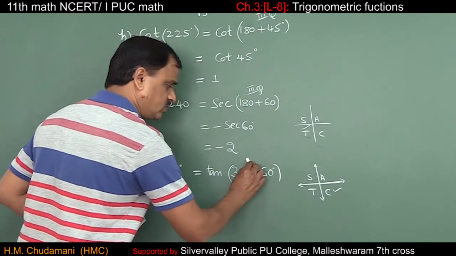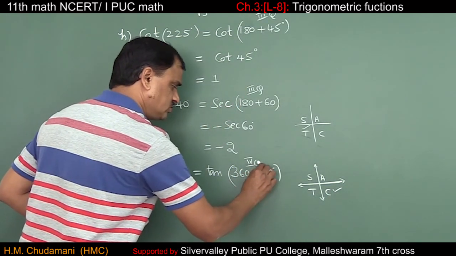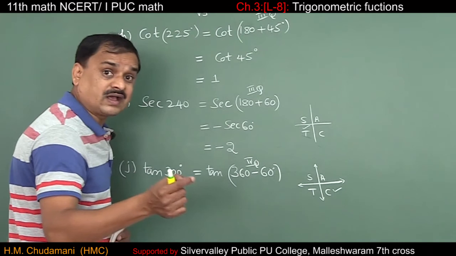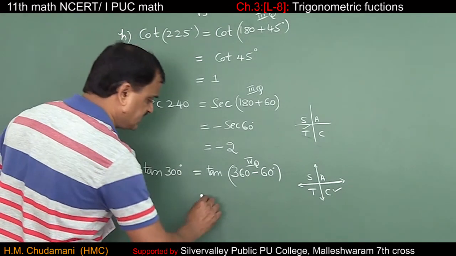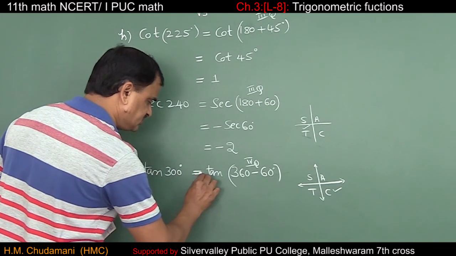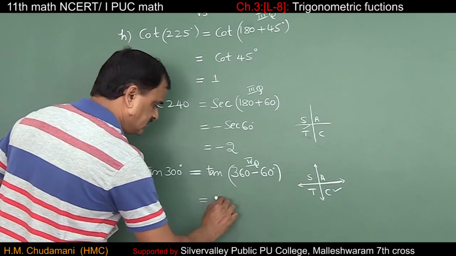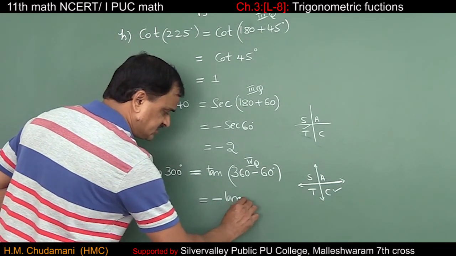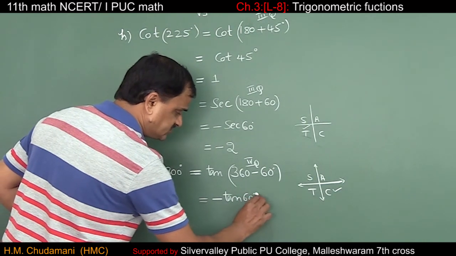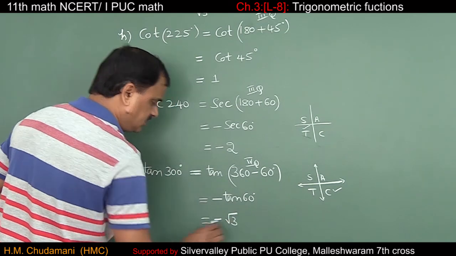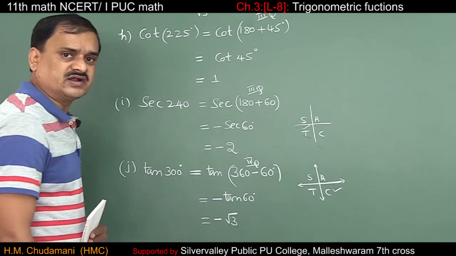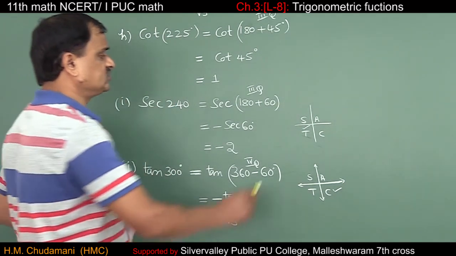It lies in the fourth quadrant, you know. In the fourth quadrant, only cos and its reciprocal secant are positive. Since this is tan of the angle, it is minus tan 60 degree. 360 means the function doesn't change. Tan 60 degree is root 3. That's why tan 300 can be written as minus root 3.